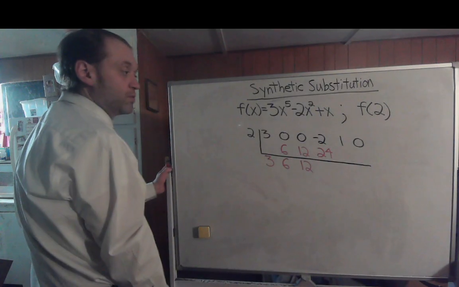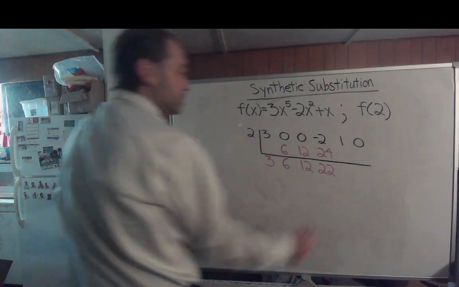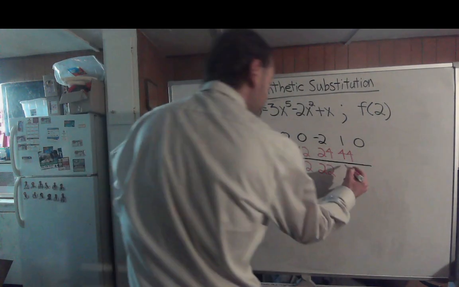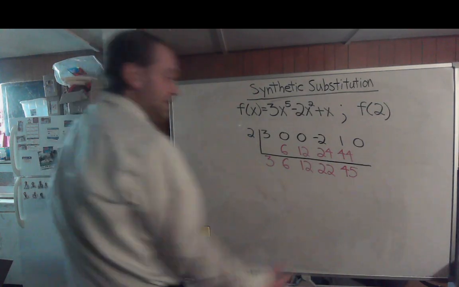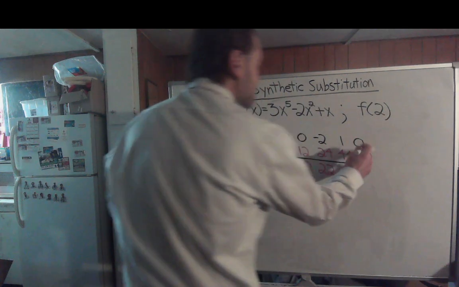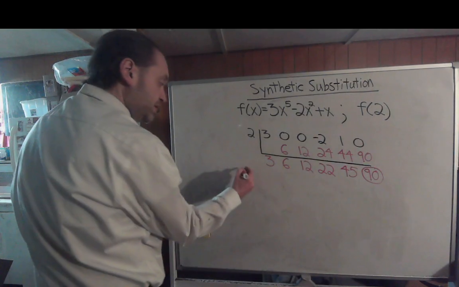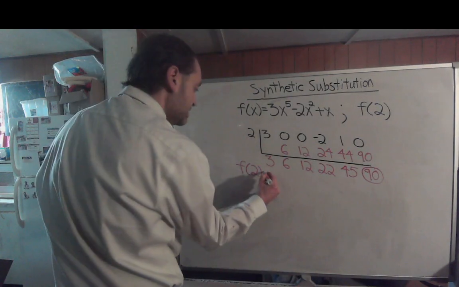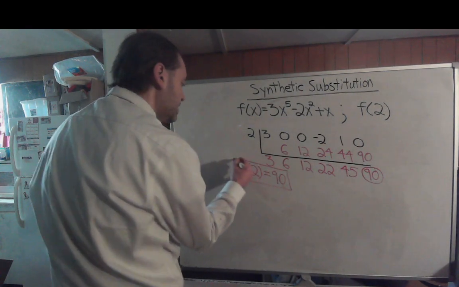Negative 2 plus 24 is what? Positive 22. What's 2 times 22? Well, that's 44. What's 1 plus 44? That's going to be 45. All right, what's 2 times 45? That's 90. So if you take 0 plus 90, you get 90. And that's the far right number. That's as far as we can go. So that 90 is the value of the function when x is 2. When you put in 2 for the x, you get f of 2 is equal to 90.